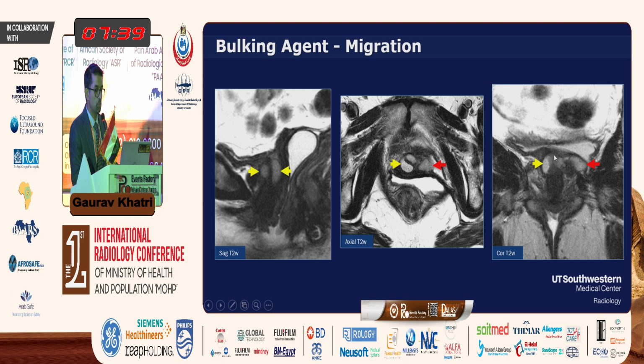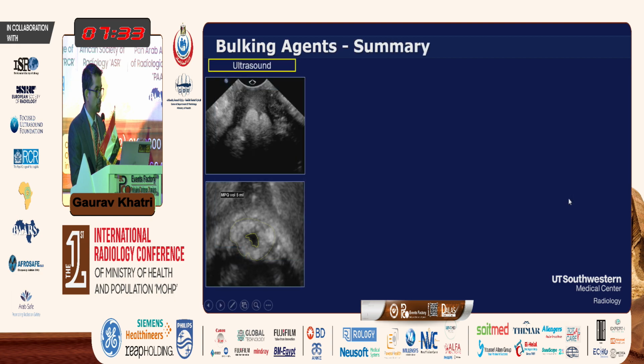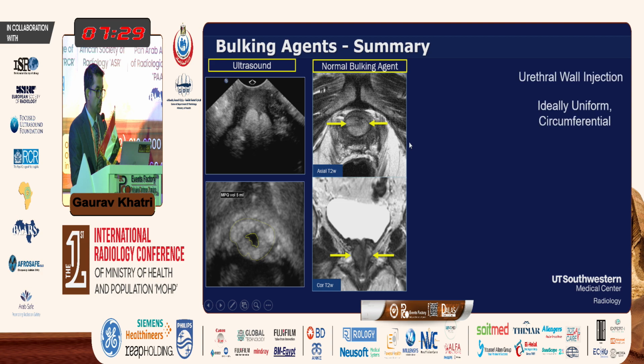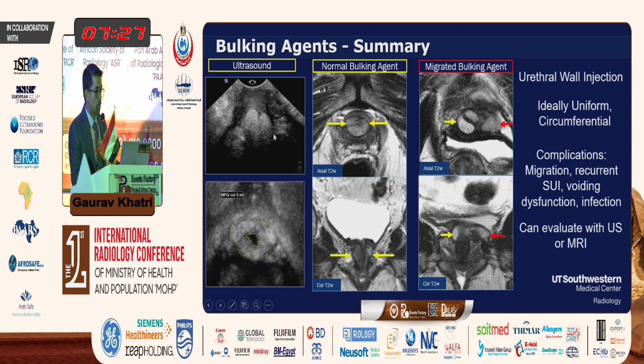So again, it should all be within the wall of the urethra, but it has migrated out into the bladder neck. All right, so that was the part on bulking agents. To summarize, you're looking for material that is echogenic on ultrasound and usually high signal intensity on T2. It should be injected circumferentially around the urethral lumen.